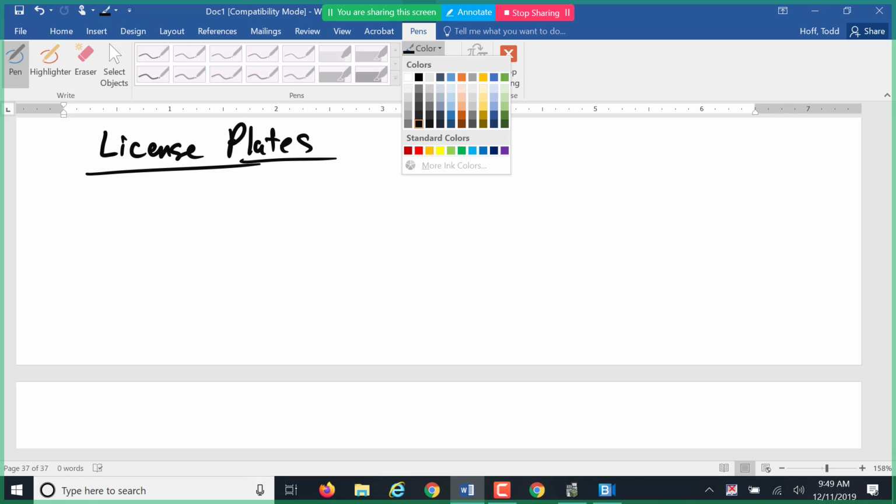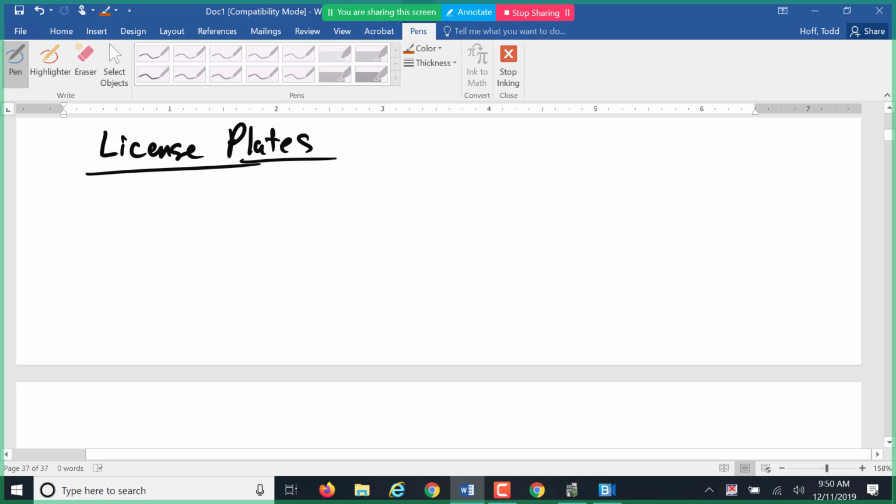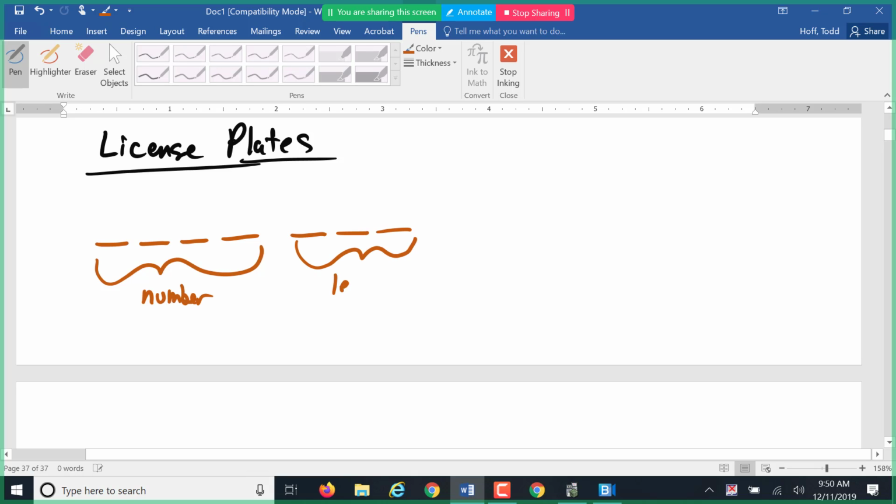In the state of Wisconsin right now, license plates are 7 characters long. At least new license plates are. The first 4 characters must be a number. The last 3 are a letter. Unless, of course, you get vanity plates or custom plates. The randomly assigned ones are arranged like this.